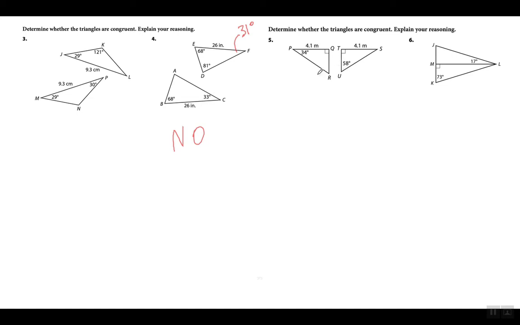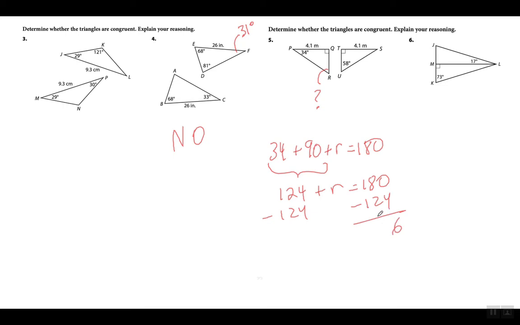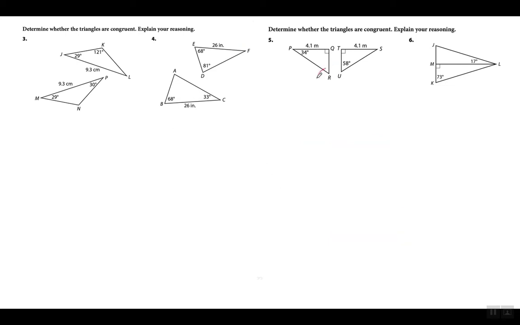All right. Number 5, let me do first triangle PQR and figure out what's the measure of angle R. So 34 plus this angle right here, angle Q, is 90 degrees, plus lowercase r equals 180. Let me add these up, and I'm going to get 124 plus r equals 180. Subtract 124 from both sides. And I'm going to get 56 degrees. All right, so the missing angle is 56 degrees.